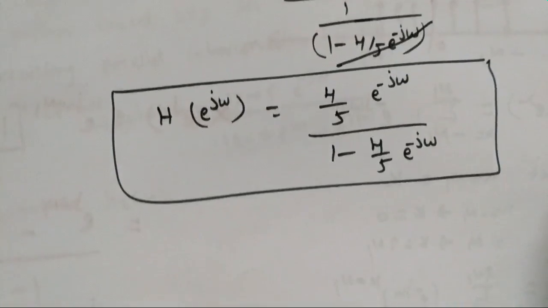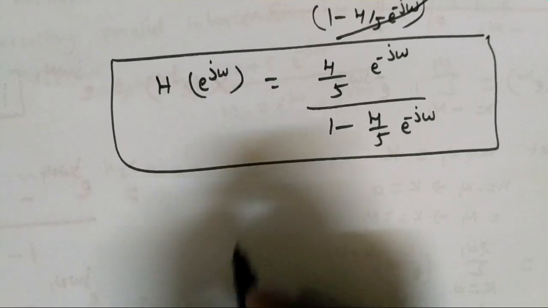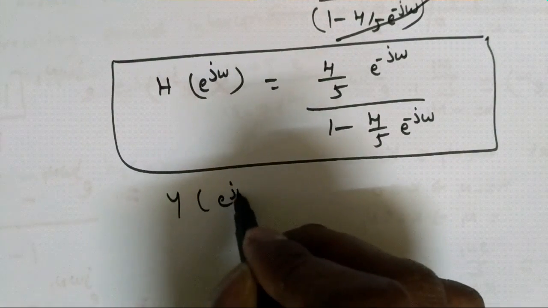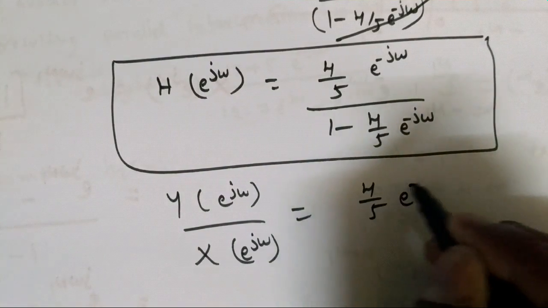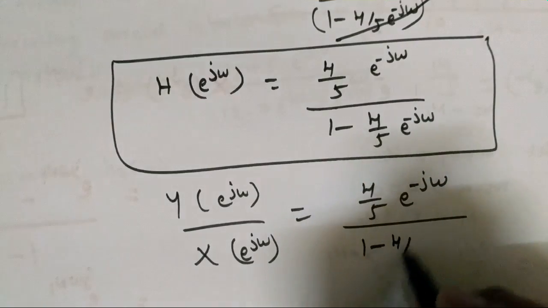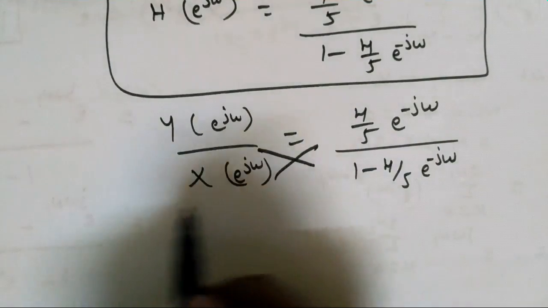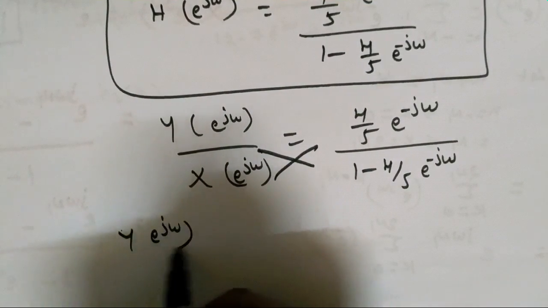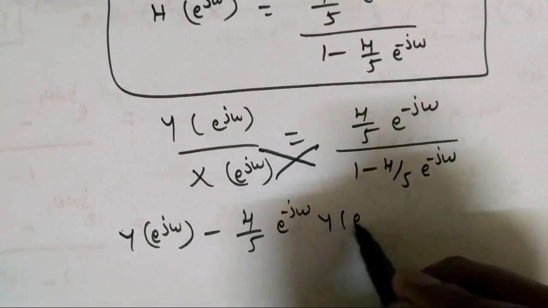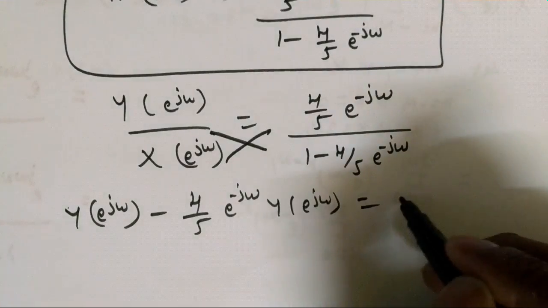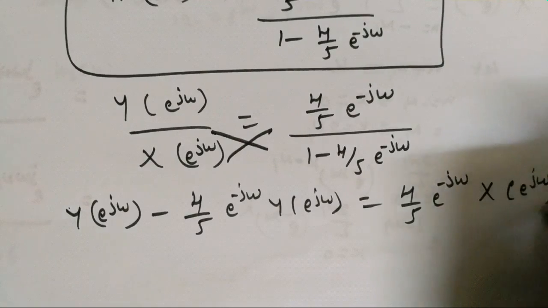Next, this is the frequency response. Now to find the relation between input and output with respect to the difference equation, Y(e^jω)/X(e^jω) is 4/5 e^(-jω) by 1 minus 4/5 e^(-jω). Now we have to just cross multiply like this. So it will become Y(e^jω) minus 4/5 e^(-jω) into Y(e^jω) is equal to simply 4/5 e^(-jω) into X(e^jω).